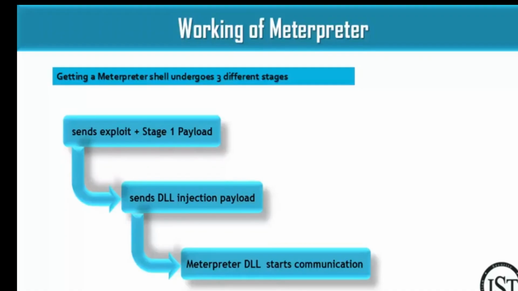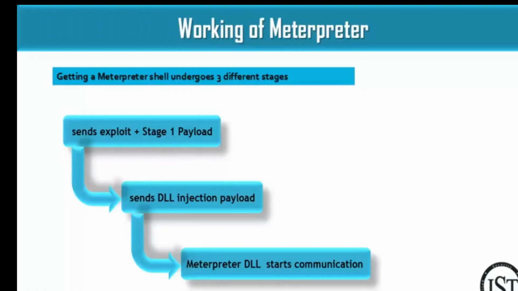After this, during stage 2, the attacker machine will send a stage 2 payload which contains a DLL injection, and this directly injects into the victim machine. The stage 2 payload will get executed and runs the Meterpreter DLL from the attacker machine directly into the memory of the victim machine. And finally, in the last stage, connection establishment finally takes place between the attacker machine and the victim machine with a full-fledged session.